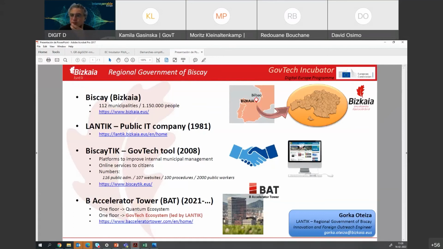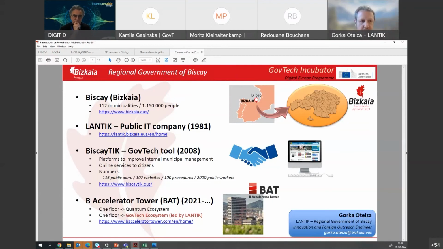The floor is yours. Hello. Thank you very much to the Commission for this opportunity, and thanks to everyone who's here listening to us. I'd like to introduce myself. I'm Gorka Teiza, speaking on behalf of the Regional Government of Biscay. I work for Lantik, the public IT company created for the government.